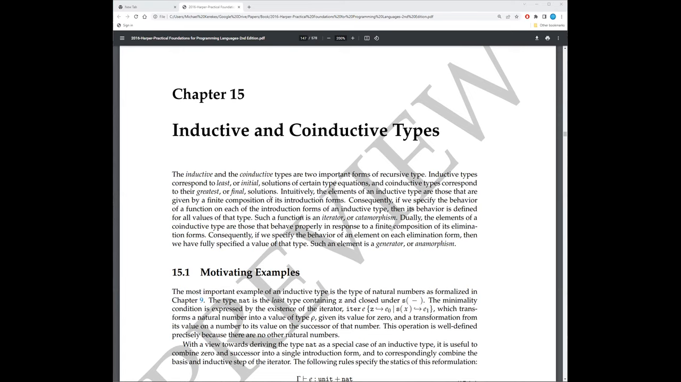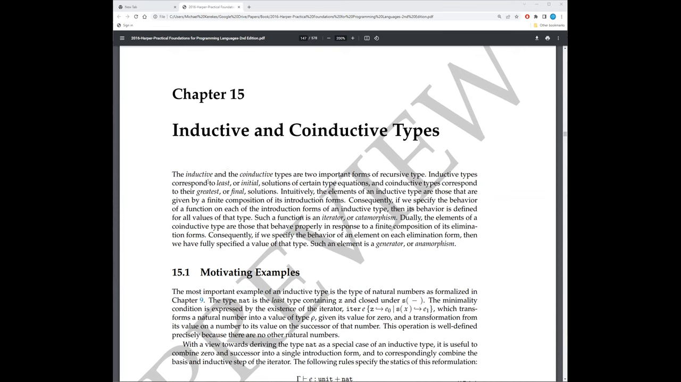Inductive and coinductive types are two important forms of recursive type. Most languages actually have both, and they're not distinguished between, but some languages like Agda or Idris have two separate types, and they have two different ways of doing pattern matching over them.